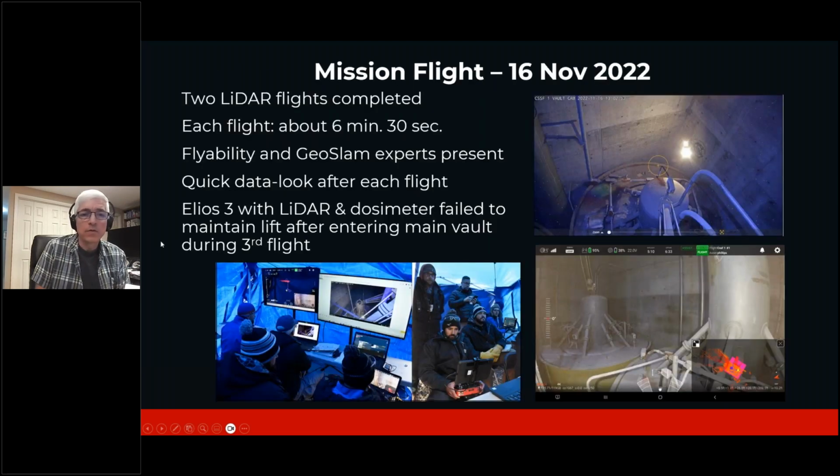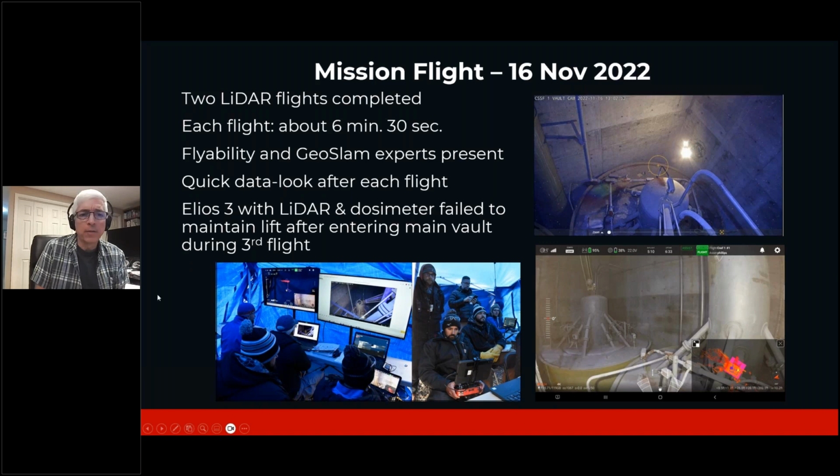And so the mission itself went very well on 16 November. We did 2 flights of LiDAR, about 6.5 minutes each. We did have the Flyability and GeoSlam software experts on site in our control room just to make sure if we had any issues with this flight, we had experts right there on hand. This flight was actually a first for the US DOE to fly an indoor inspection drone within a very high radiation vault area.